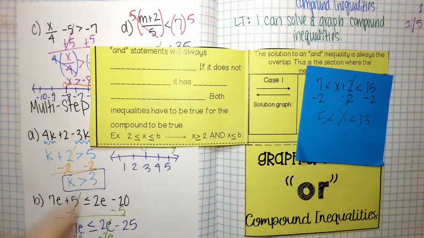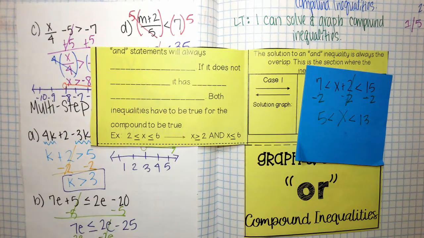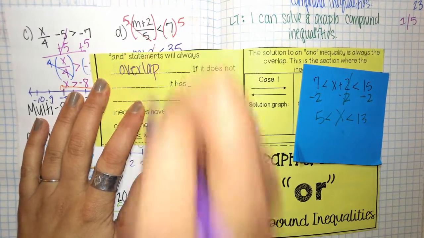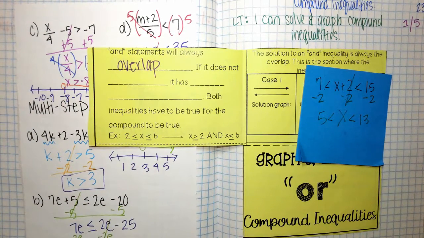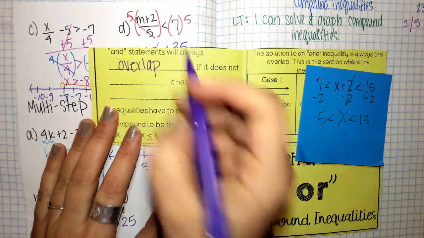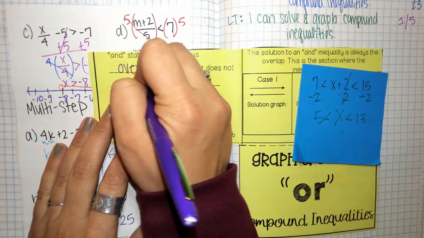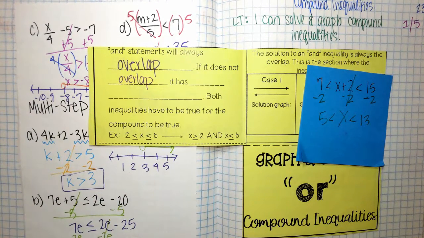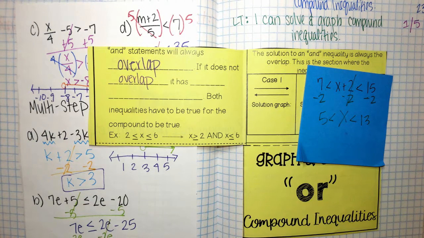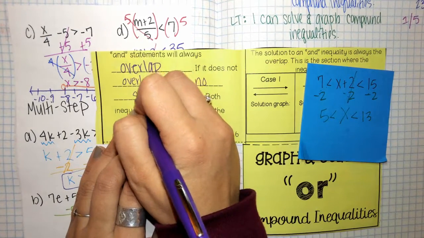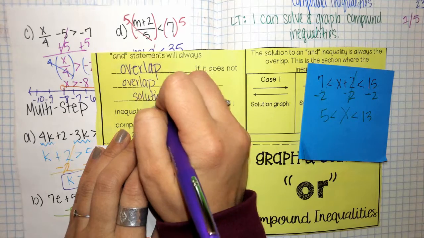So right here, and statements will always overlap. So that means that the graphs are going to touch. If it does not overlap, it has no solutions.